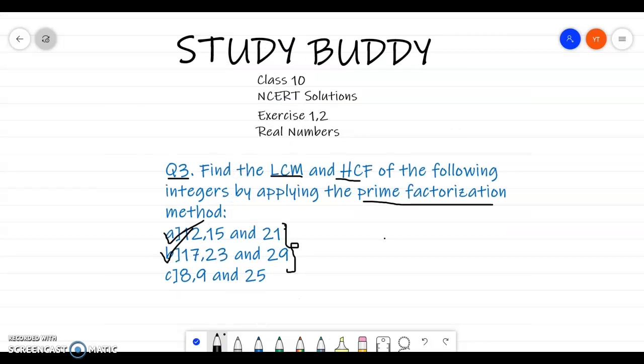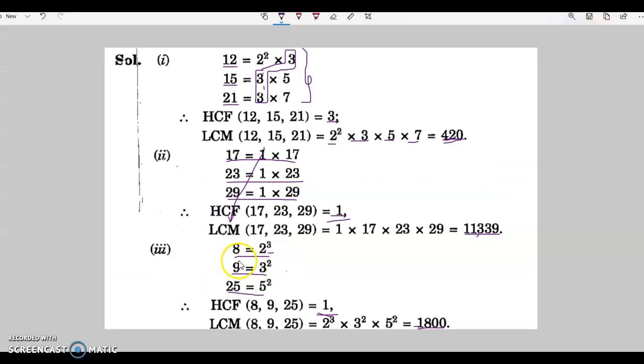So let's go ahead with the third problem. It is the calculation of LCM and HCF of 8, 9 and 25. So let's go ahead with this. Here you have the prime factorization of 8, 9 and 25 to be taken separately. And the factorization of 8 is 2 cube, 9 is 3 square, 25 is 5 square. Therefore, you have no common factor and the HCF is once again 1 for 8, 9 and 25.